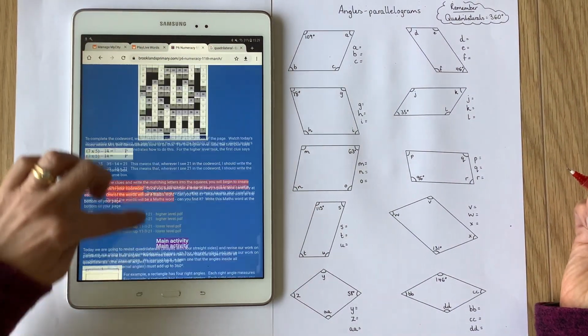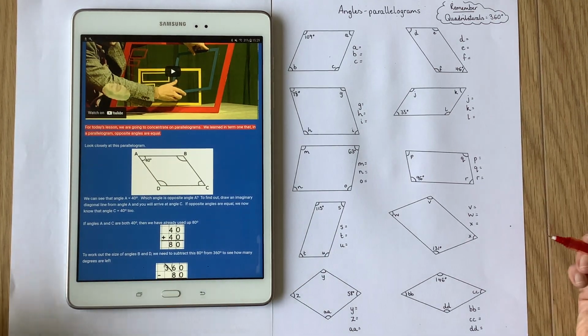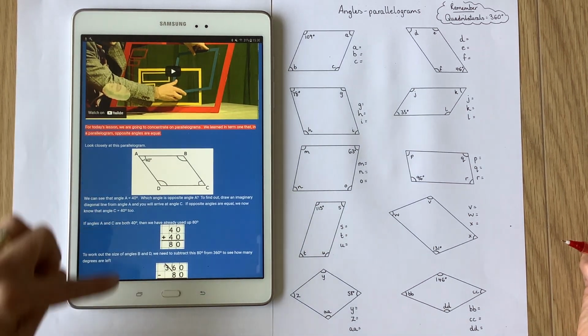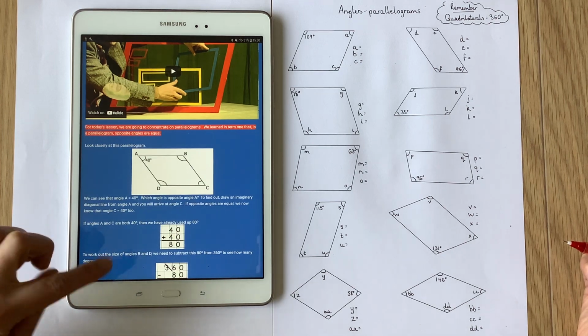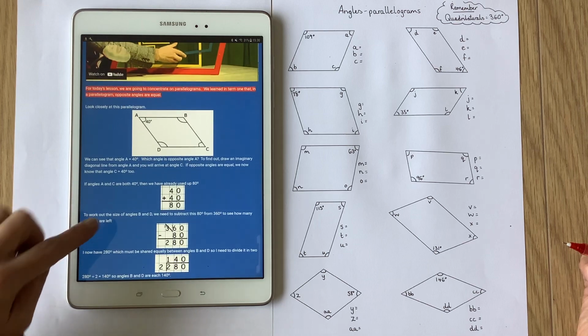Now, for today's task, we're going to be thinking about parallelograms, just like we have here. And we're going to work out the size of the missing angles. Now, we did do a little bit on this before Christmas, so today's activity is mainly revision, but watch carefully and we'll remind ourselves what to do. On the website, I've given you an explanation as well, so if you get stuck, you can either watch this video again or go back to the website.